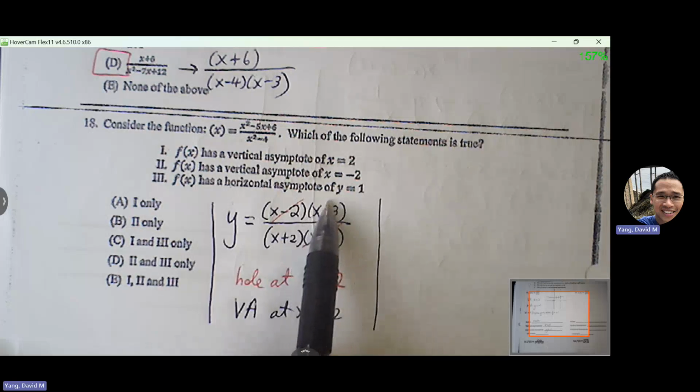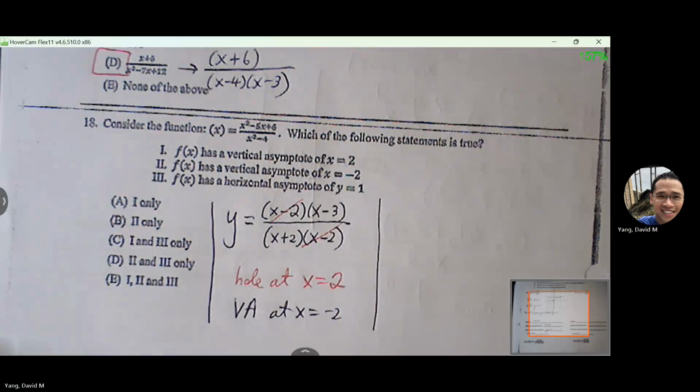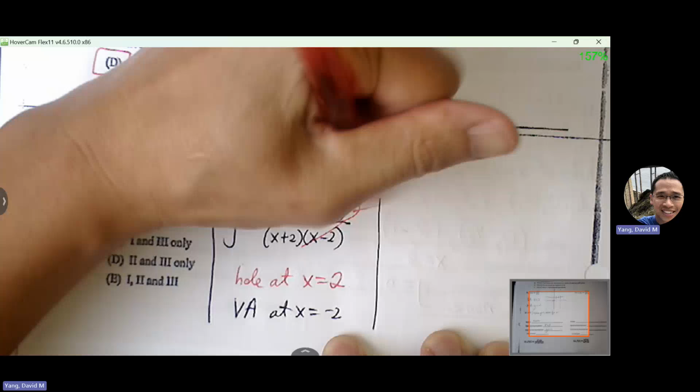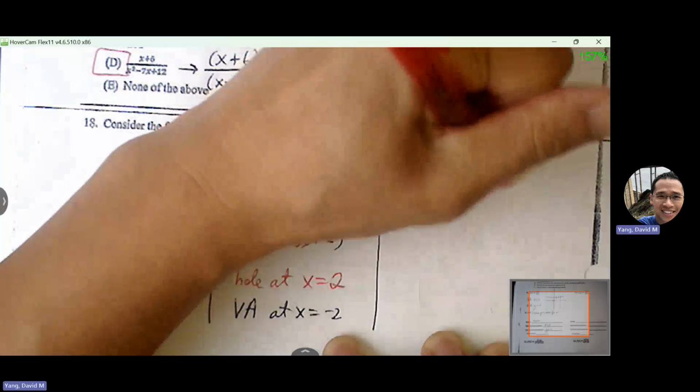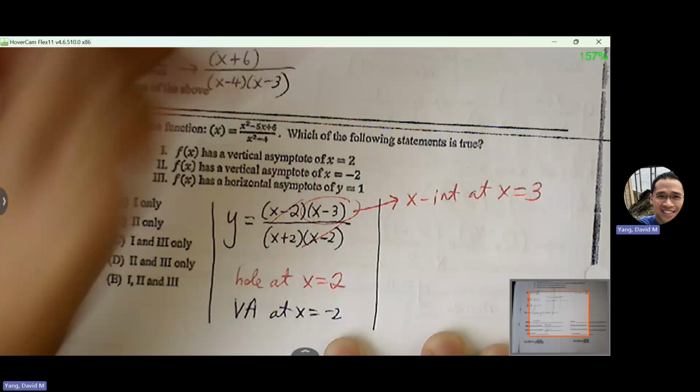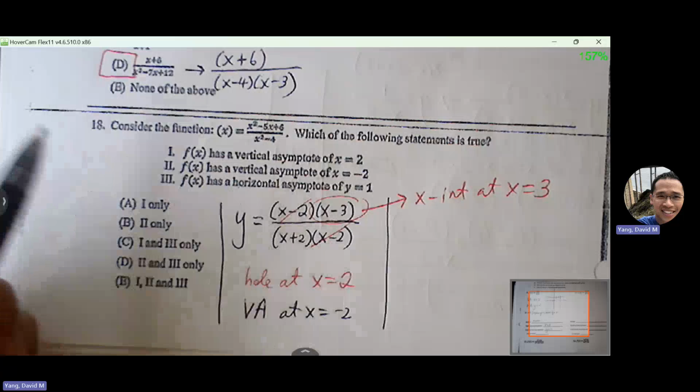What does this x minus 3 tell us? I know it's not part of the problem here. Where can we find that from the x minus 3? The x-intercept. Good. So there's an x-intercept at x equals 3. I know it's not part of what they're asking for, but I just wanted to list out all the properties of a function.